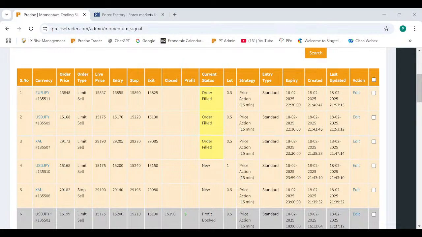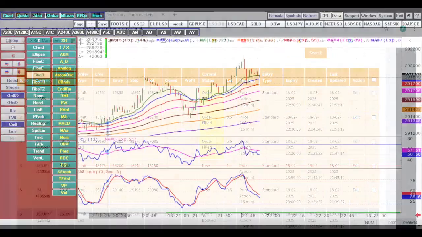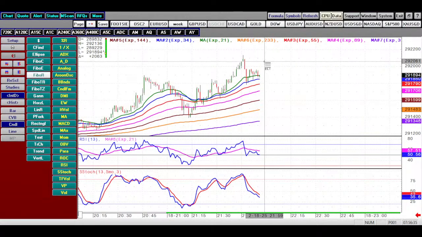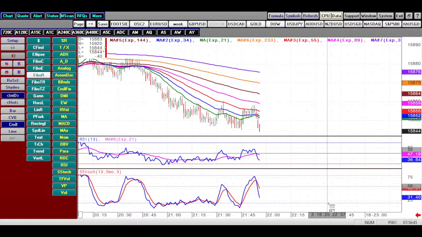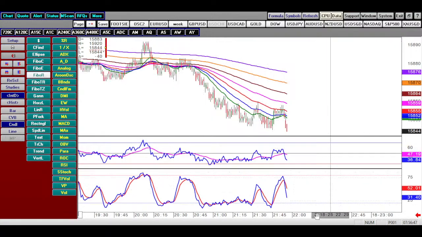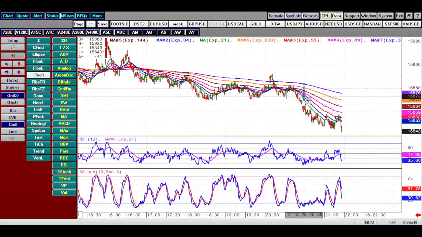Okay, now since we have given gold a first entry and an add-on entry, we now need to give a second entry, and for euro yen also we need to give a second entry. So let's work on that. Euro yen is already starting to move lower.